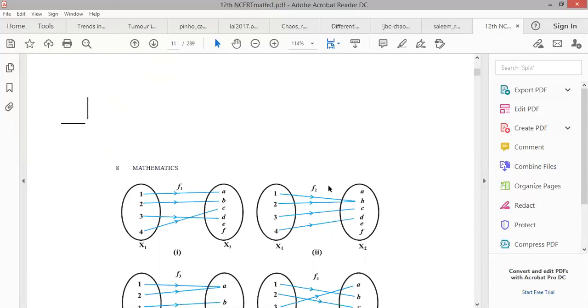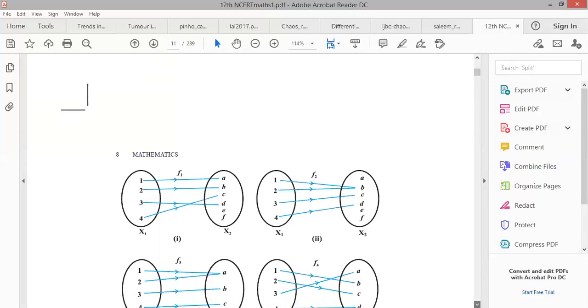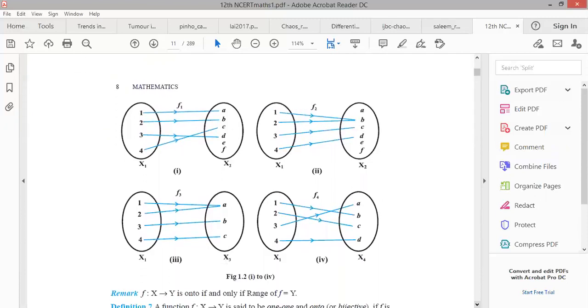So what about f2? f2 is not one-one because 1 and 2 are mapped to the same element B. So distinct elements do not have distinct images here. Different elements 1 and 2 are mapped to the same element B, therefore it is not one-one. It is many-one. The question is whether this is onto. The answer is no, because once again, E and F have no pre-images. They are not the images of any of the elements of set x1.